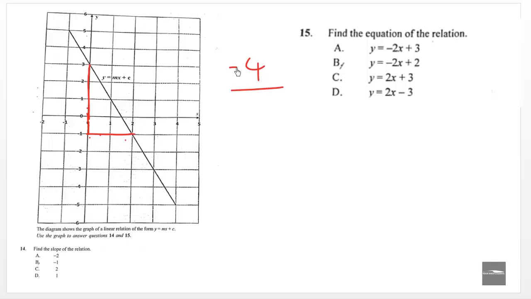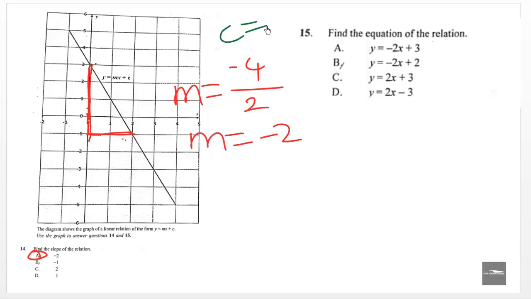Negative 4 because we move downwards along the y. Then we have 1, 2. Negative 4 over 2 will be equal to negative 2. So the slope is negative 2. So for the equation of the relation, we see the y-intercept here. So the c is equal to 3. So the equation will be y equal negative 2x plus c. C is 3. So the correct answer is option A.